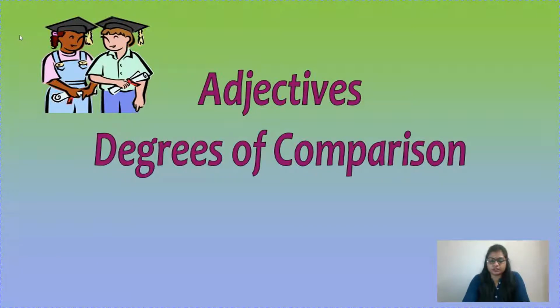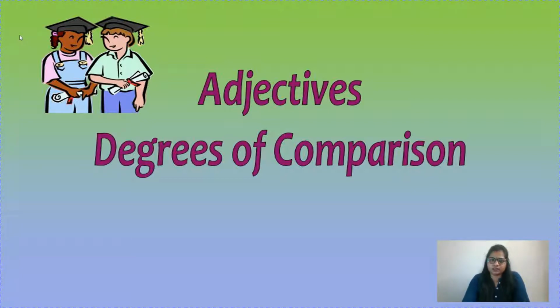But children, to learn adjectives, first we have learned nouns. What is a noun? A noun is a naming word. So what does it name? It names a person, place, animal or a thing. Fine. And what is an adjective? An adjective is a describing word. What does it describe? It describes a noun.